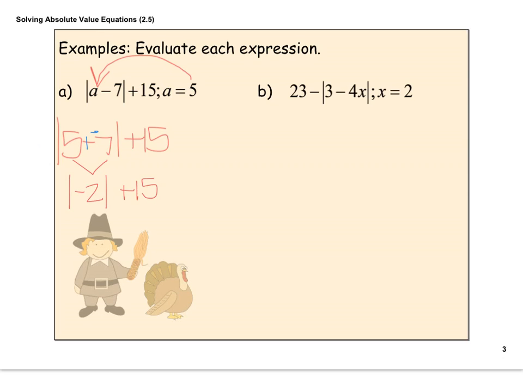Now we're going to ask ourselves, what is the absolute value of -2? And you guys are going to tell me that it is +2 because absolute value always becomes positive. And then we can now finally add these 2 numbers because the absolute value bars are gone. And so 2 plus 15 is 17. So that expression, when A is 5, is equal to 17.